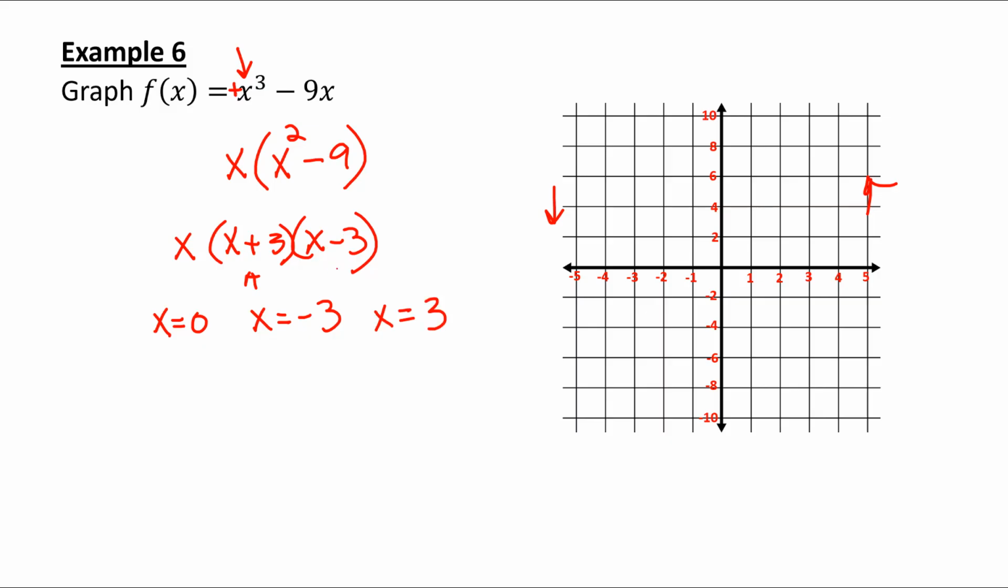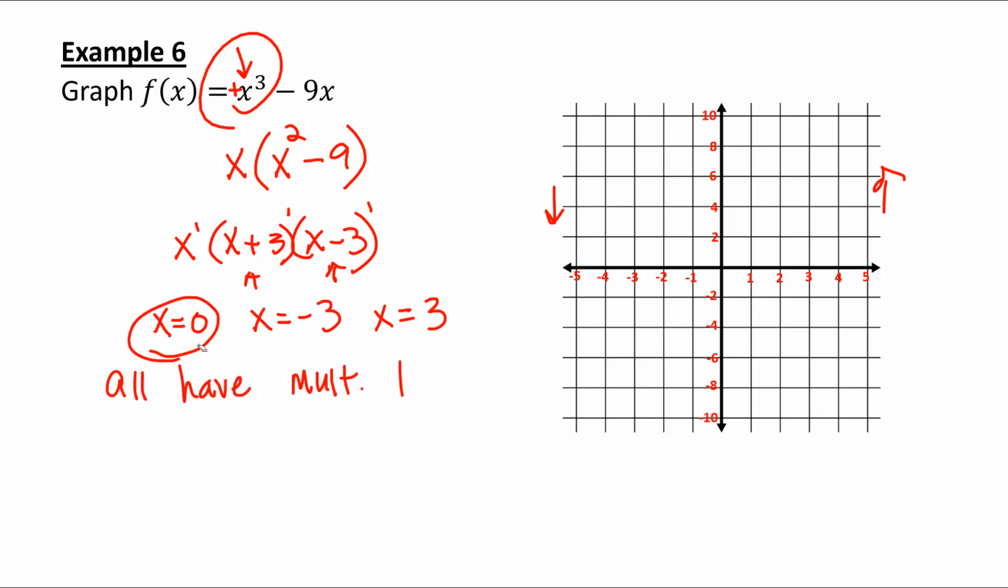x equals 3 is a 0 based on that factor. And these all have multiplicity 1. All right, so if we put these zeros in order, we know that the graph is going to cross the x-axis at -3, and at 0, and again at 3.